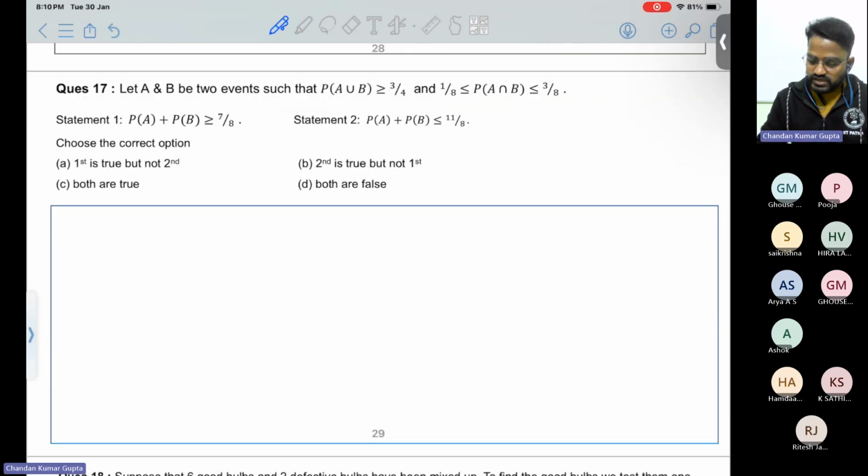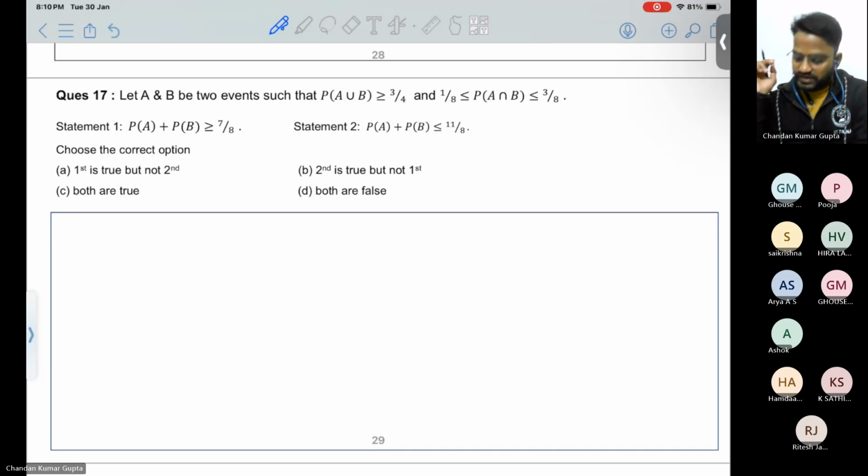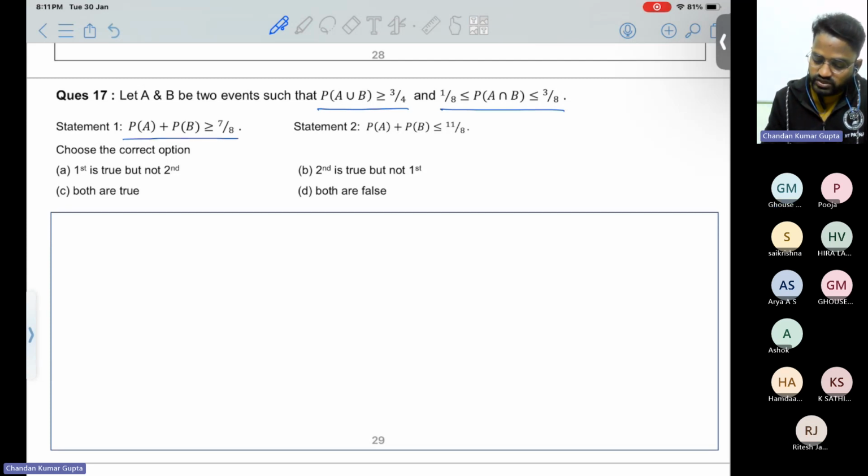Now question 17. Here we see that let A and B be two events such that the probability of A union B is greater than or equal to 3 by 4, and statement 1 and statement 2 are given. The probability of A plus B is greater than or equal to 7 by 8, and A plus B is less than or equal to 11 by 8. Choose the correct option. Can you people solve this?